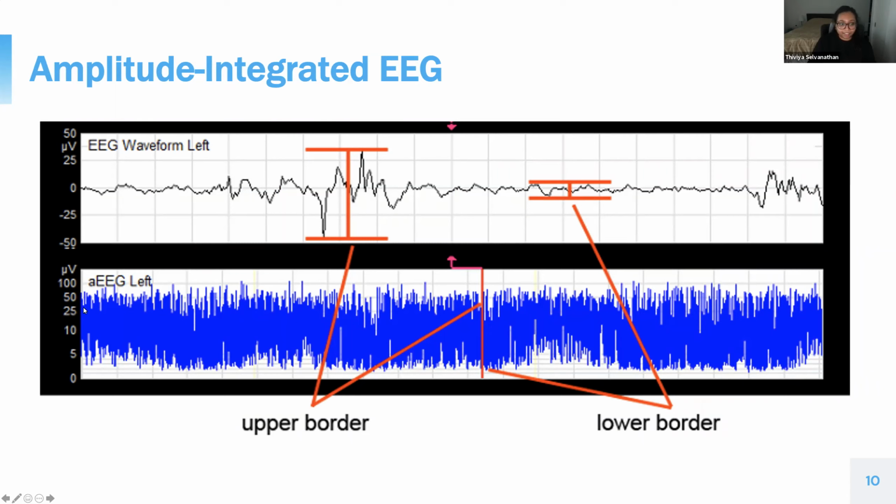And what happens is there's a vertical line that's generated every 15 seconds. The top of this vertical line represents the upper border, which is the greatest distance between the peaks seen during that 15-second period. And then the lower end of that vertical line represents the lower border, which represents the smallest difference in peaks, or smallest difference in amplitude, that's measured during that 15-second recording. And essentially, with your amplitude integrated EEG trace, you've compressed hours' worth of recording into a way that's very easy for us to see visually.